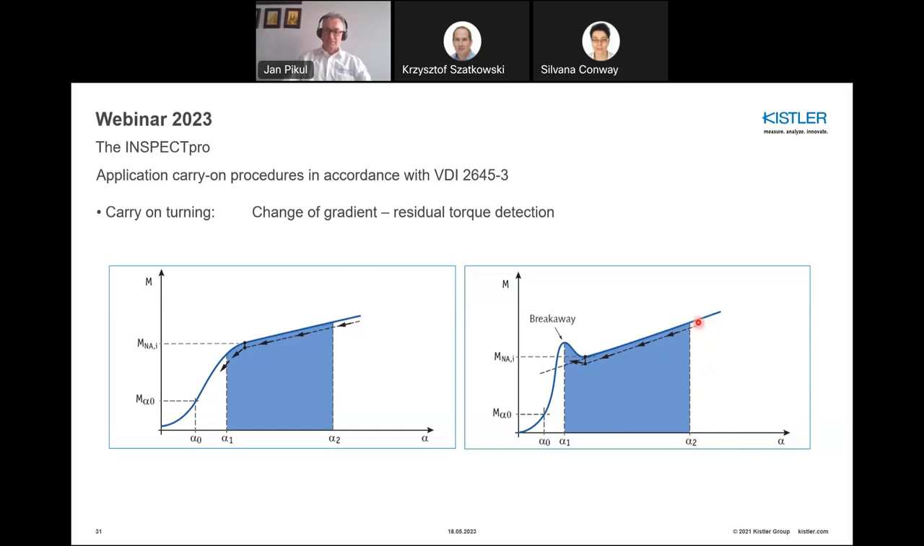When it's reached, the calculation is done by the software and computer, and detects the residual torque, which sometimes is different from the breakaway. If we have a big influence of the static friction in the joint, we are more interested in the residual torque, which is closer to the real value of the applied torque during the process. So this is the quite developed method of measuring carry-on turning according to the VDI method.